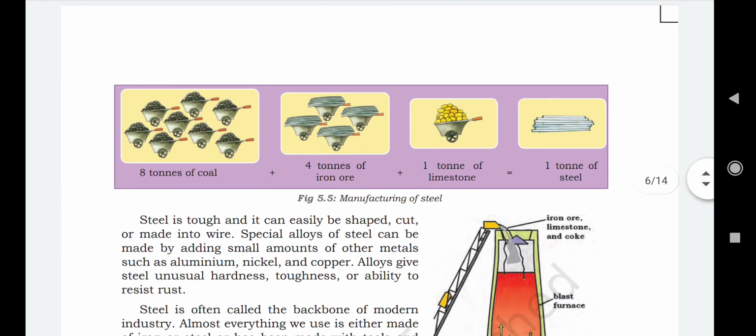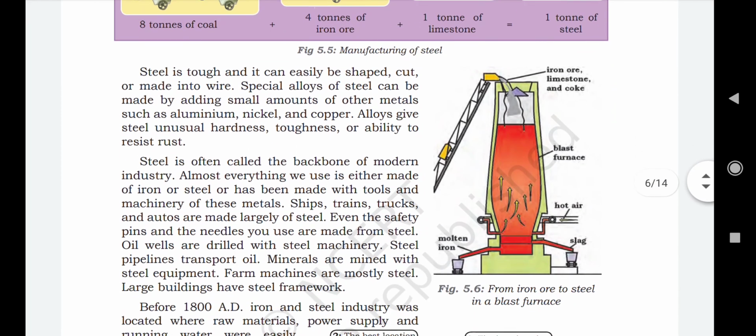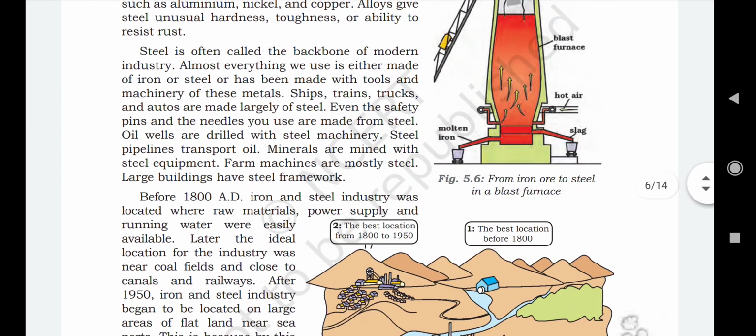Here in figure 5.5 you can see 8 tons of coal, 4 tons of iron ore plus 1 ton of limestone, then you get 1 ton of steel. So in short, if you want to get 1 ton of steel, first you need 8 tons of coal, then 4 tons of iron ore and 1 ton of limestone. So till here we discussed today.